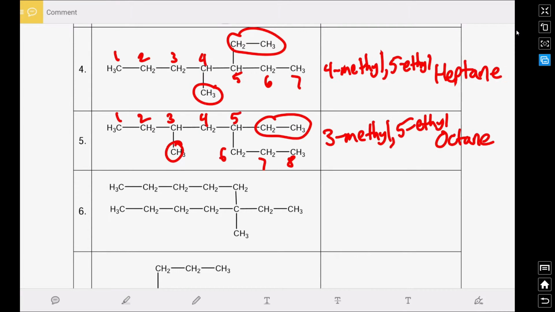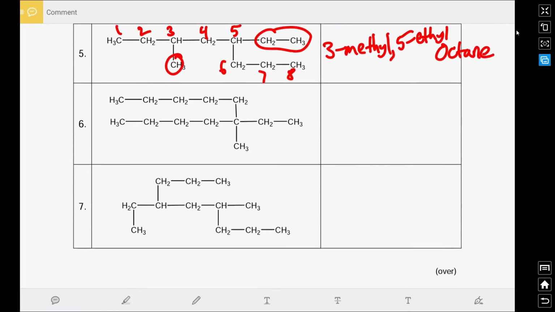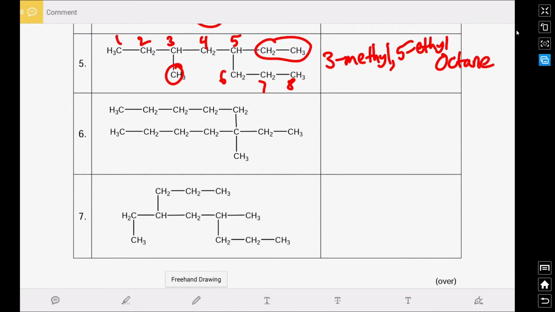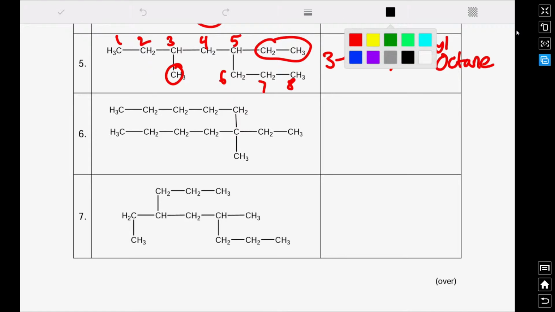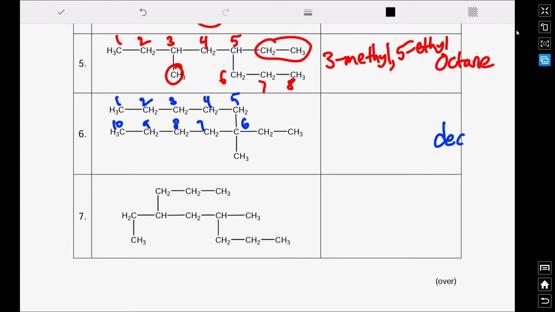Alright, the next one is kind of big. There's a lot of carbons. Alright, let's count them up. 1, 2, 3, 4, 5, 6. Now, here we can branch off in 3 ways. We could either go to the left and add 7, 8, 9, 10, which I think is actually the biggest there. The other ones, yeah, we're going to bring it up. So 10. A 10 carbon chain is a decane.